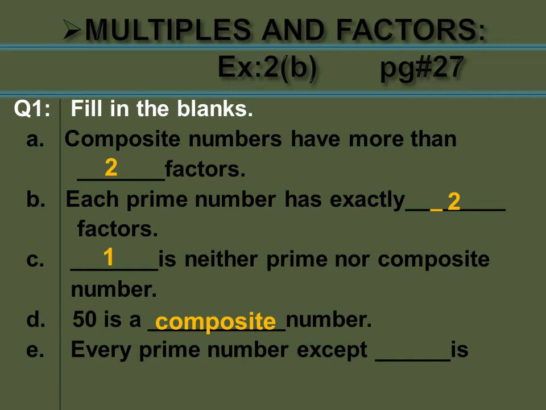Part E. Every prime number except dash is odd. Dear students, we have learned about prime numbers. Prime numbers start from 2. We have learned that only 2 is an even prime number. So we can write that every prime number except 2 is odd.